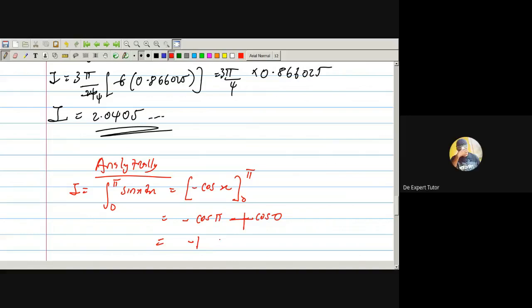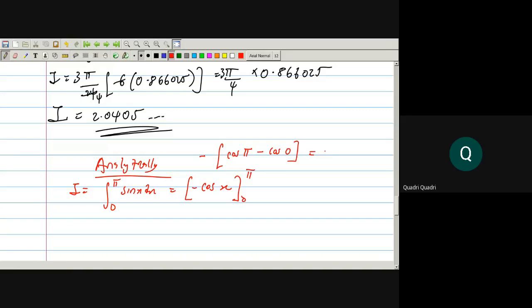Wait, there's a mistake in this one. The answer is 2. Are you sure? Okay, wait. I made a mistake here. The integral of sin x is it cos x or minus cos x? Minus cos x. It's correct now. What is cos of 0? Cos 0 is 1. Let me see: minus cos pi minus cos 0.